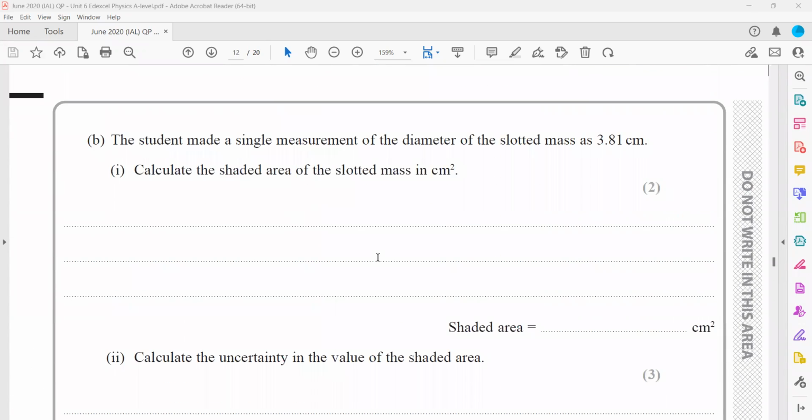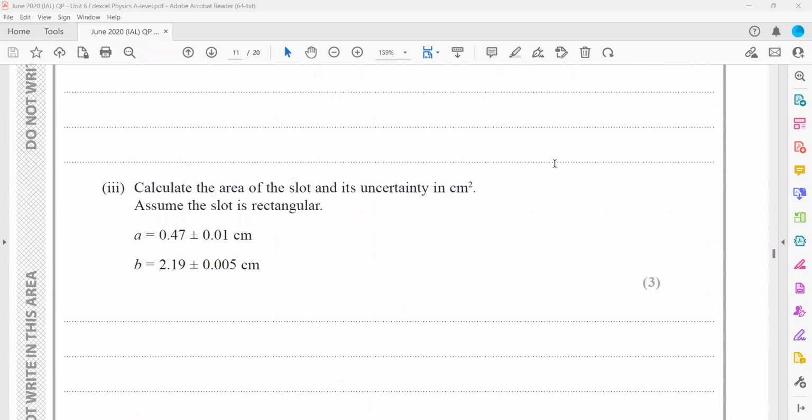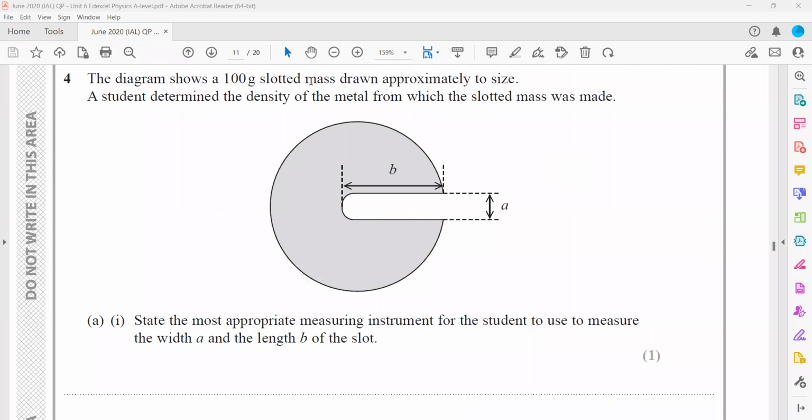The student made a single measurement of the diameter of a slotted mass. Calculate the area of the shaded area of the slotted mass in centimeters. So the student measured a diameter. What we will do is first find the total area.